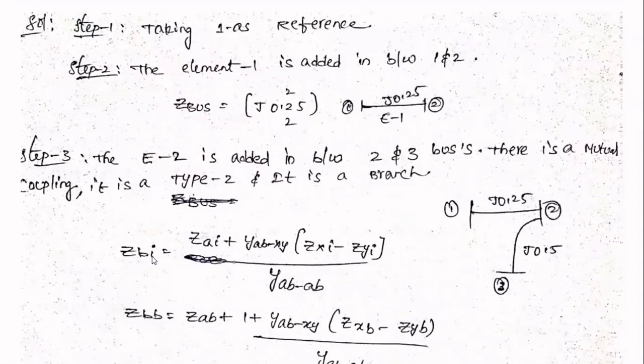In the previous problem, we observed that with mutual impedance it was a type 4 modification. Since the type 4 modification is a link, we used the ZLI and ZLL formula. In this case, we have the type 2 modification, so it is a branch. Then we use the ZBI and ZBB formula, ZBI and ZBB formula.